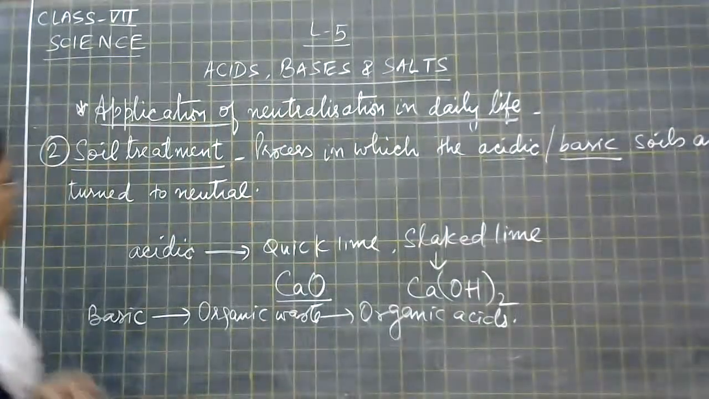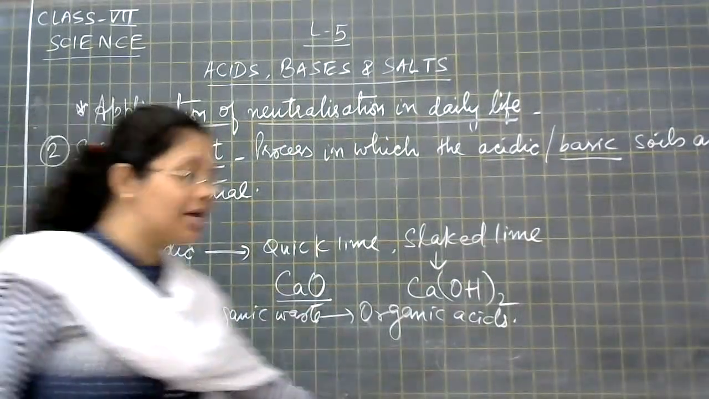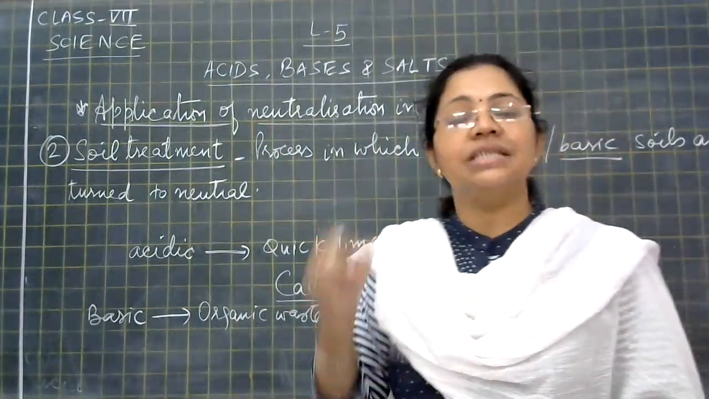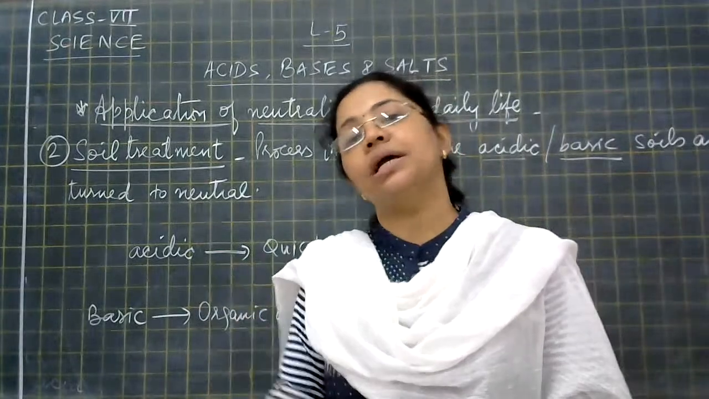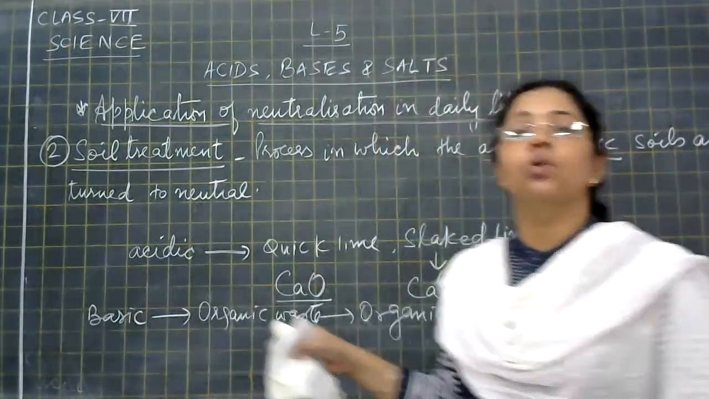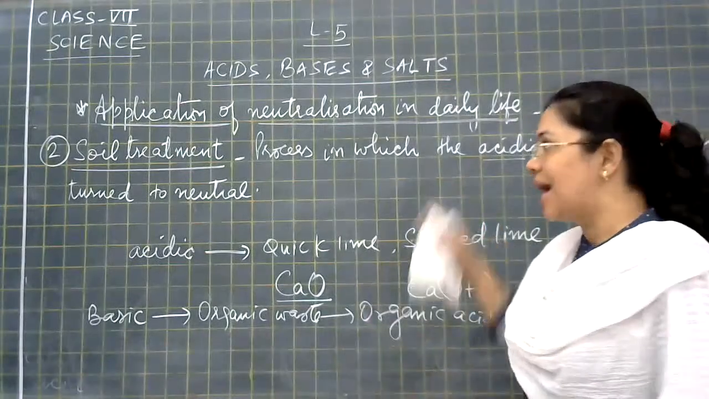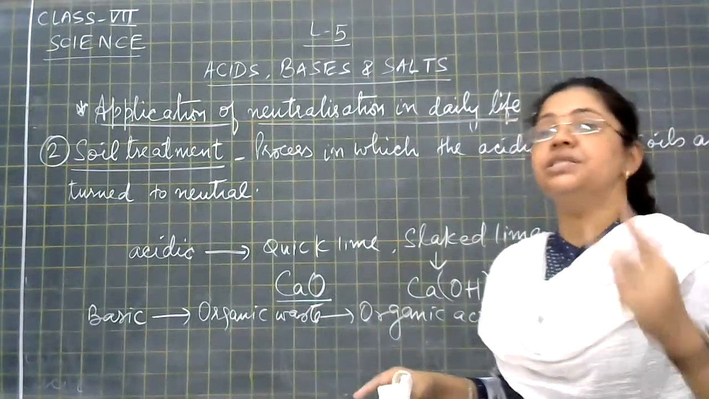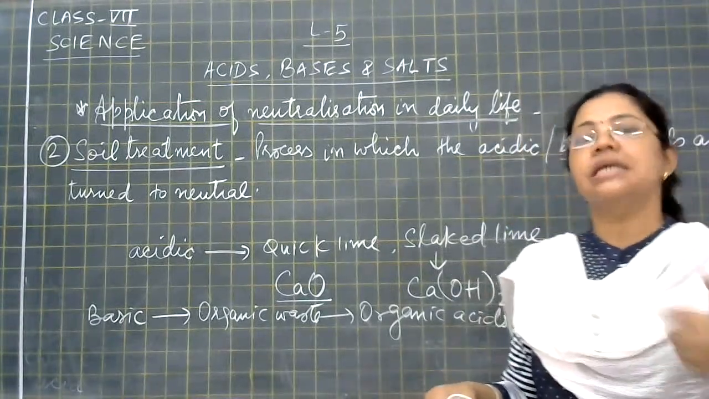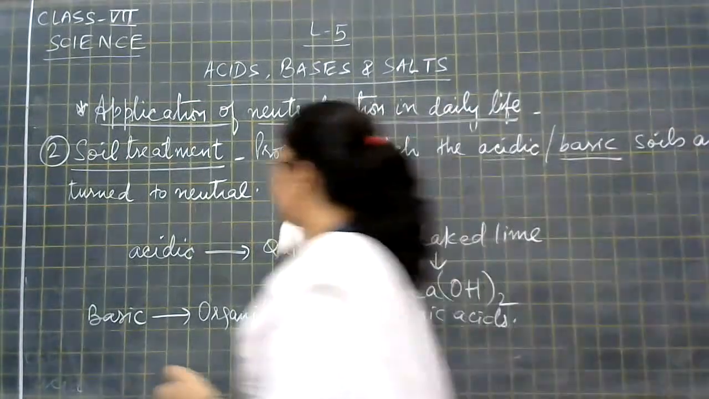So from here, do remember the question: why do farmers add slaked lime or quicklime to their fields? This is a very commonly asked question from this particular topic, right? So that is the second way where we are using the neutralization process in our daily life, right?